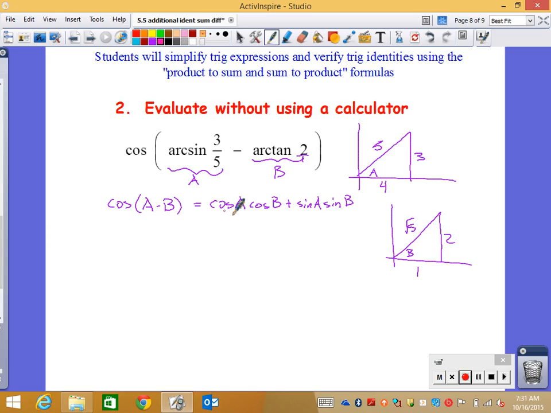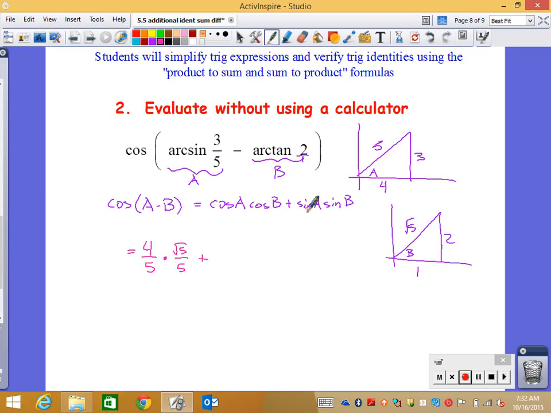Now, we need to think about what's the cosine of A. Well, the cosine is just adjacent over hypotenuse, so 4/5, multiplied by the cosine of B. Well, adjacent over hypotenuse, 1 over root 5. However, we need to rationalize that right away. Multiply top and bottom by root 5, so I end up getting root 5 over 5. Hopefully we can start to do that in our heads and not waste time writing it out.